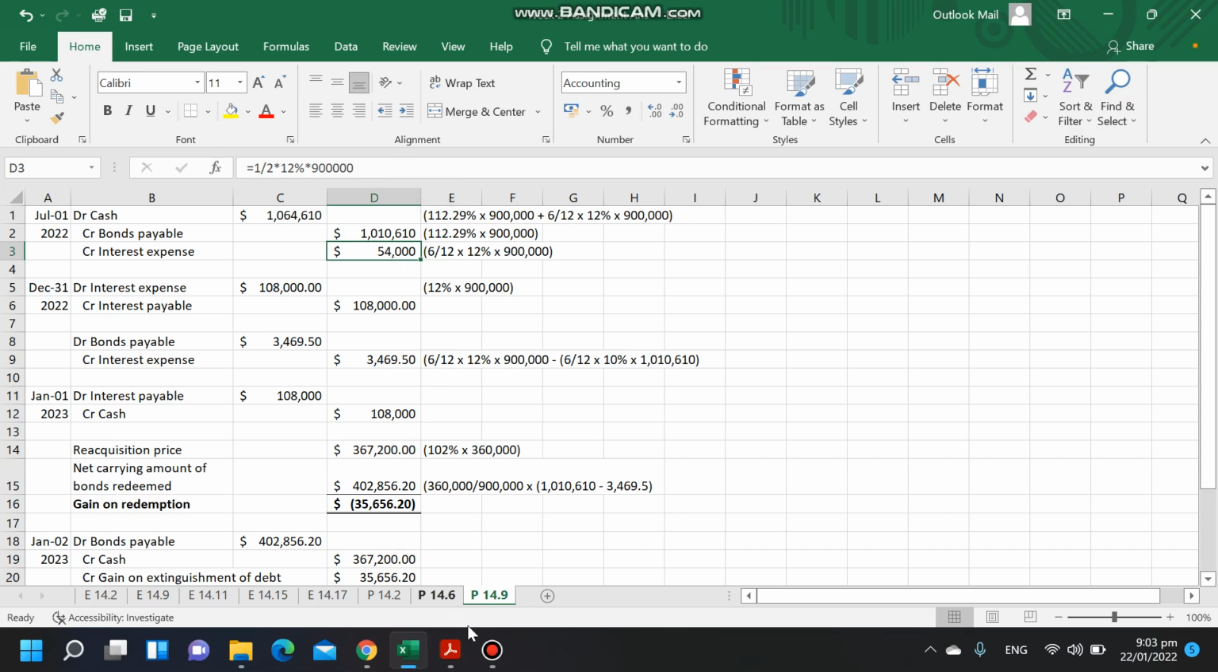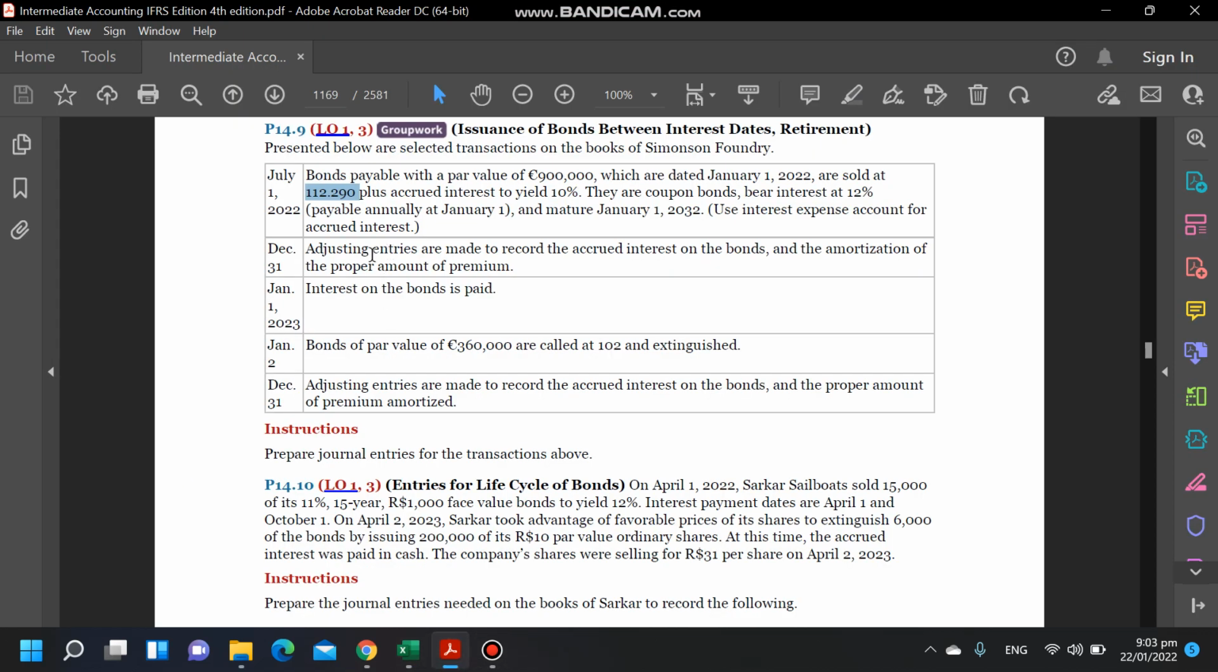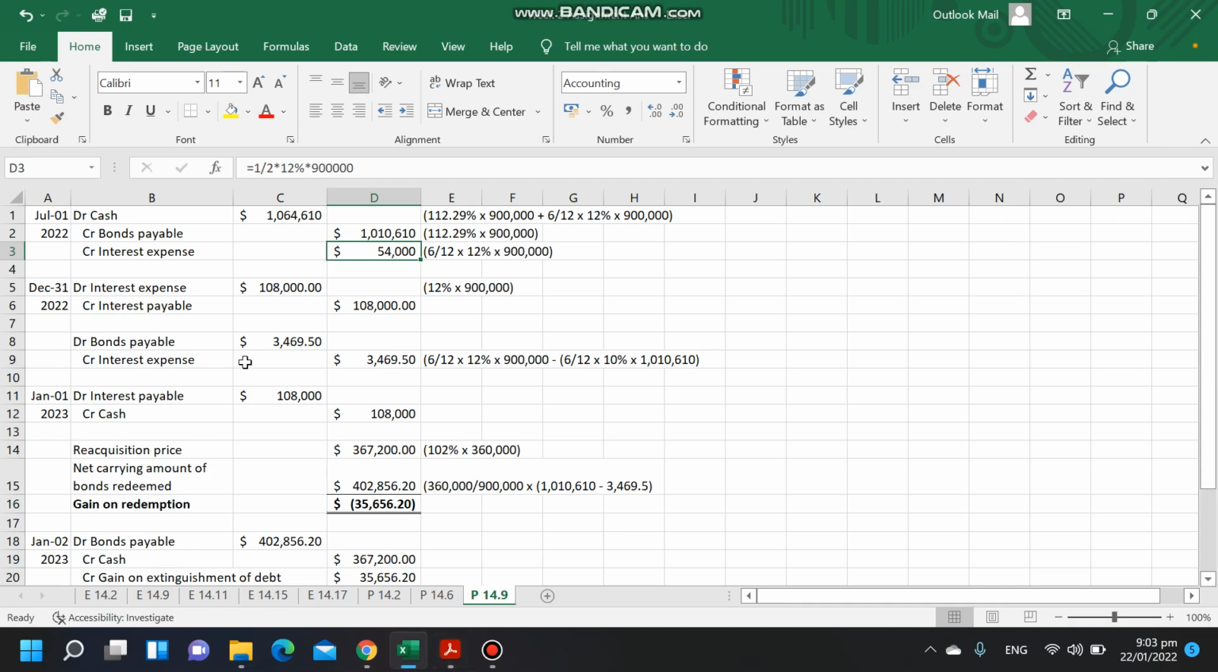Okay, and then for December 31st, adjusting entries are made to record the accrued interest on the bonds and the amortization of the proper amount of premium. So we will just debit interest expense, credit interest payable for the whole amount of the interest, which is 12% times 900,000. Because we have accrued for the first 6 months, we need to record the interest expense for the whole 1 year.